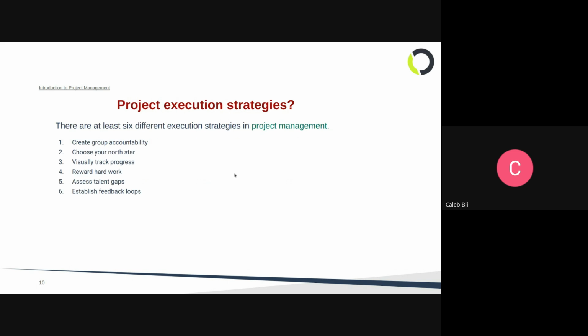When we talk about the project execution stage, we normally have certain strategies that are used for this specific stage. Some of these strategies have been outlined, as you can see on the slide. We have 6 different execution strategies. The first strategy is called create group accountability. The second strategy is choose your North Star. I believe we all know what North Star entails. If you don't, have a quick Google, but I'll also take you through it and explain what it means.